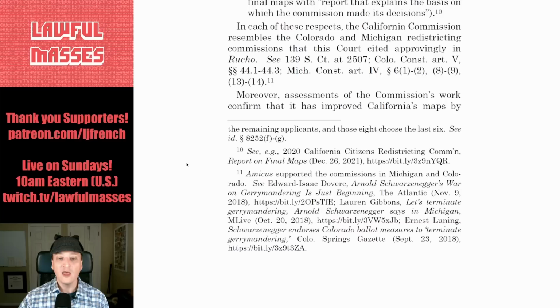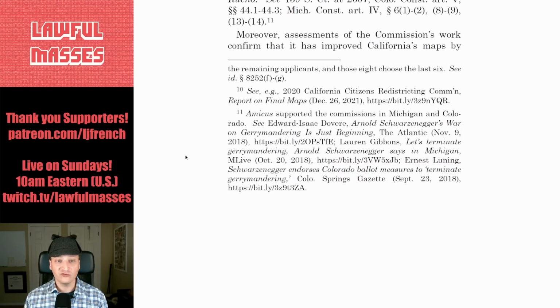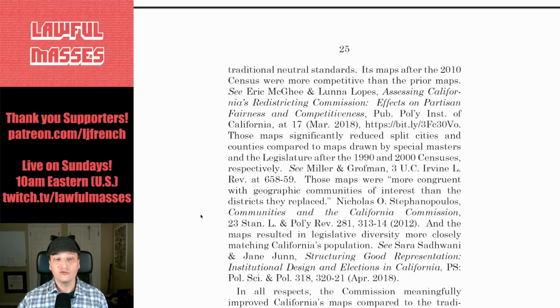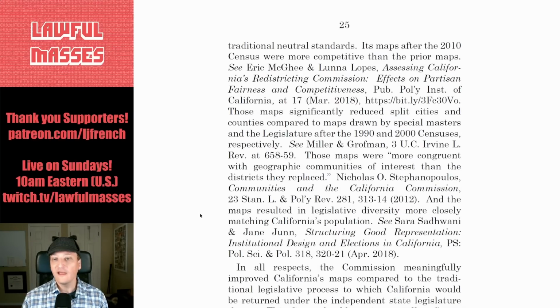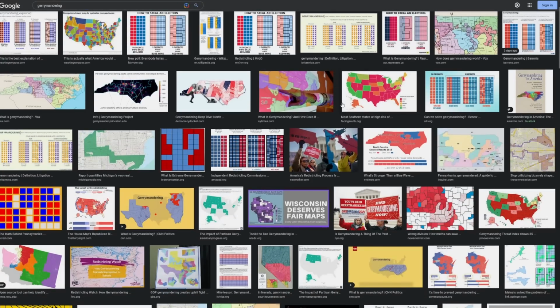in Rucho. Moreover, assessments of the Commission's work confirm that it has improved California's map by traditional neutral standards. Its maps after the 2010 census were more competitive than the prior maps. Those maps significantly reduced split cities and counties compared to maps drawn by special masters and the legislature after the 1990 and 2000 census. Very quickly, here's some examples of weird gerrymanders.